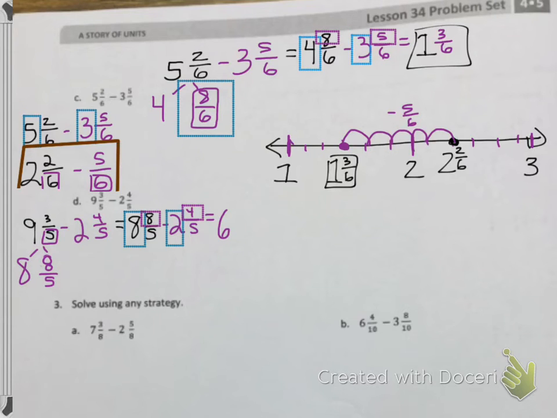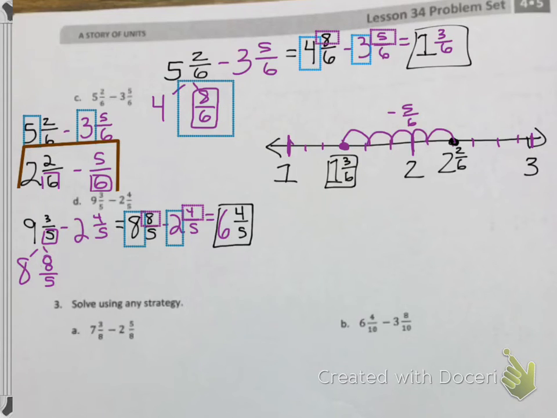I have 4/5. So my answer is 6 and 4/5. All right, and that is the way to use a number bond in order to subtract mixed numbers.